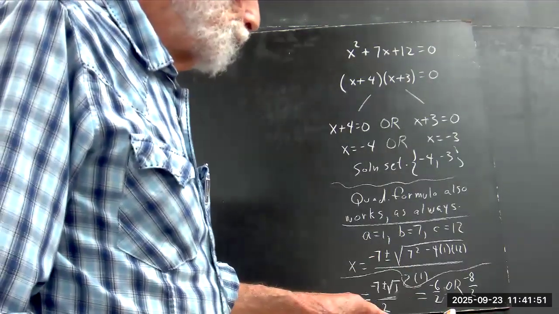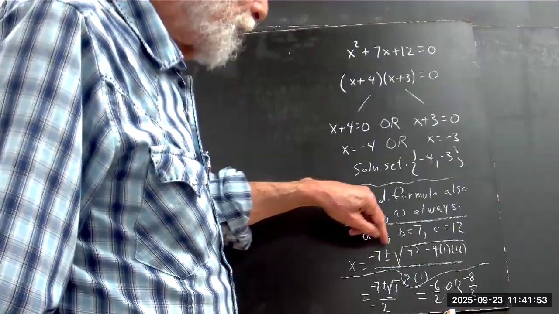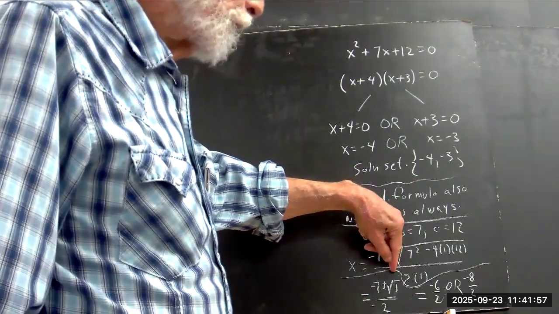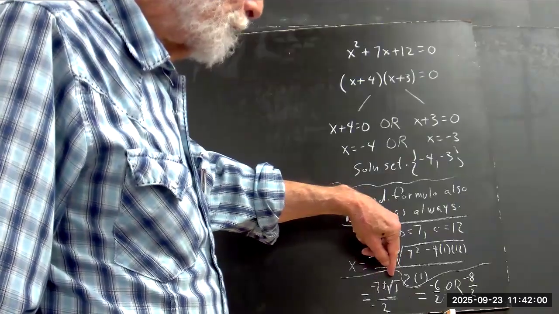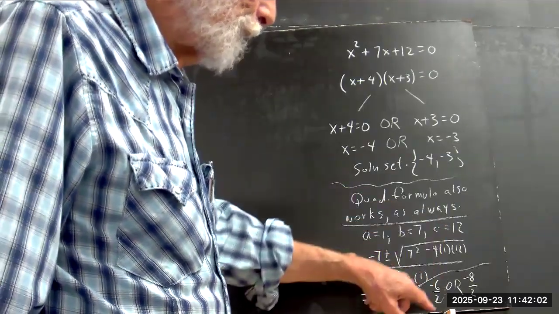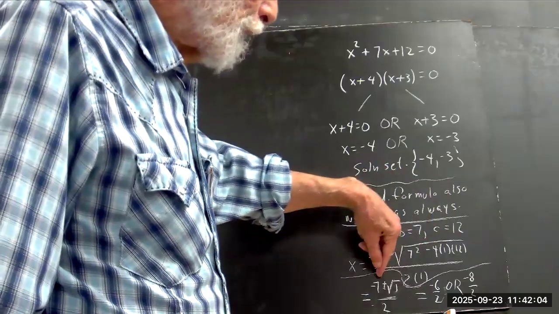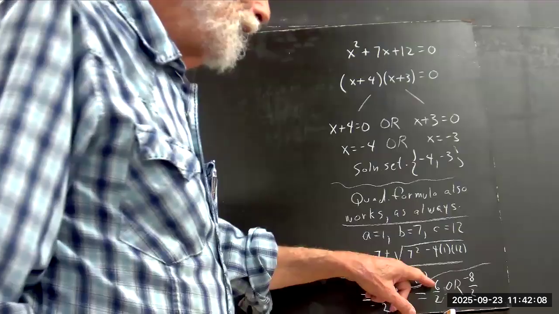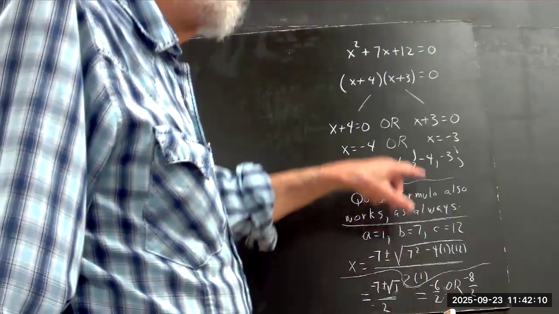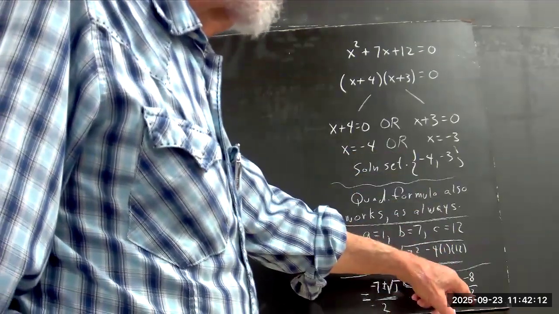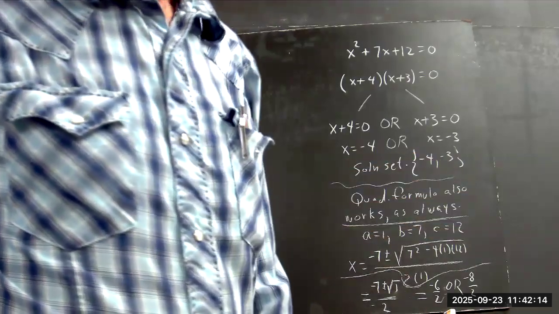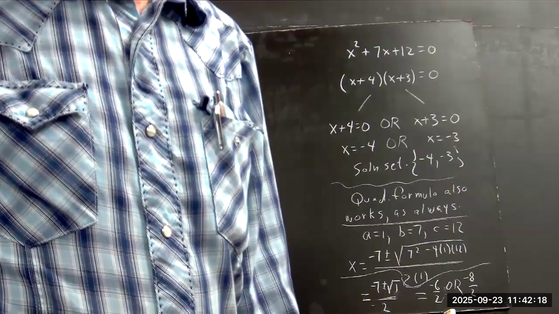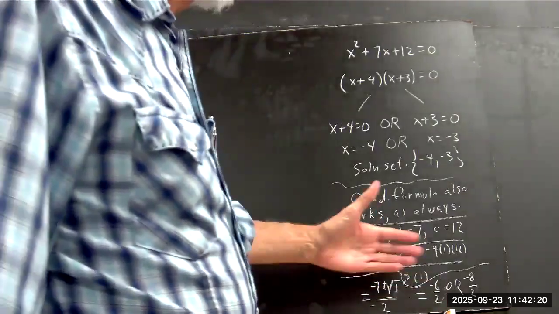The denominator is going to be 2. Numerator is going to be -7 plus or minus the square root of 1. The square root of 1, of course, is 1. So -7 plus 1 is -6, and that's over the 2. And -7 minus 1 is -8, and that's over the 2. And you can see that -6 over 2 is just -3, -8 over 2 is -4, and I don't have room to squeeze that in. Okay, make sense? So it works.